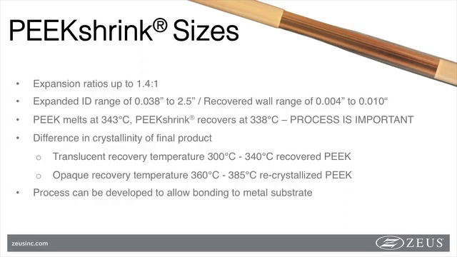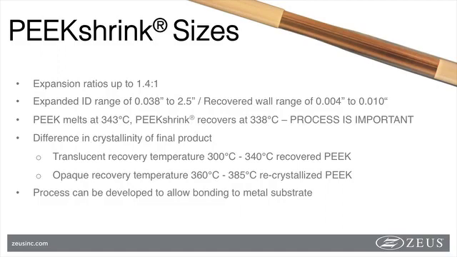Development of such for heat shrinks requires understanding of the end goal and final performance characteristics desired in the assembly and product. Because PEEK is a very versatile material with mechanical properties ranging widely, it is essential to begin with the end in mind. Here are some pointers for such system development. First of all, recovery ratios. PEEK can be expanded up to 1.4 to 1 ratio, with expanded ID ranging from 0.38 to 2.5 inches, and recovered wall of tubing between 4 and 10 thou.